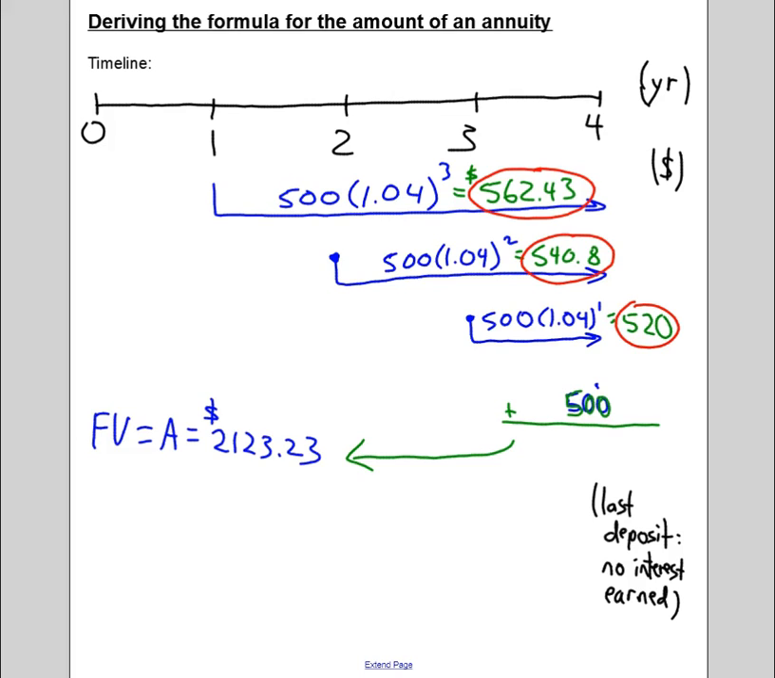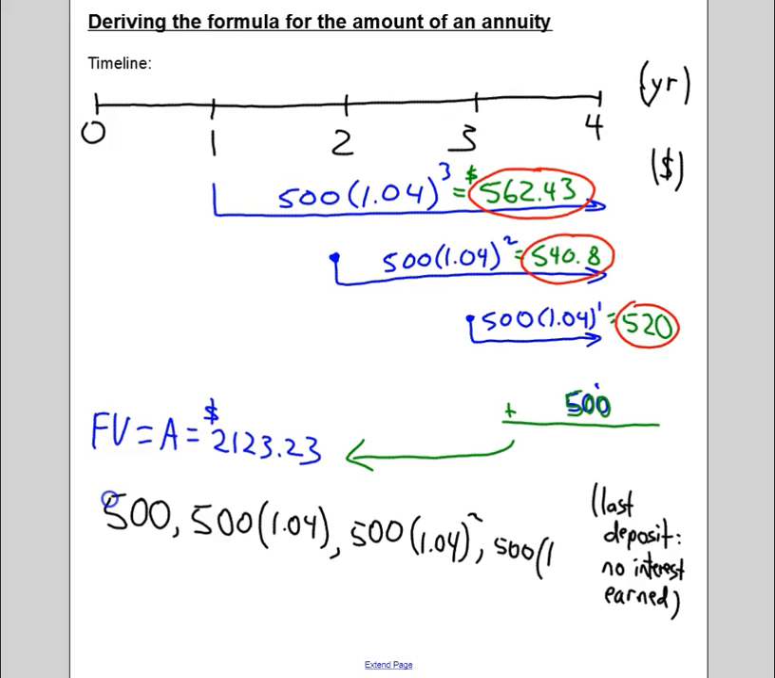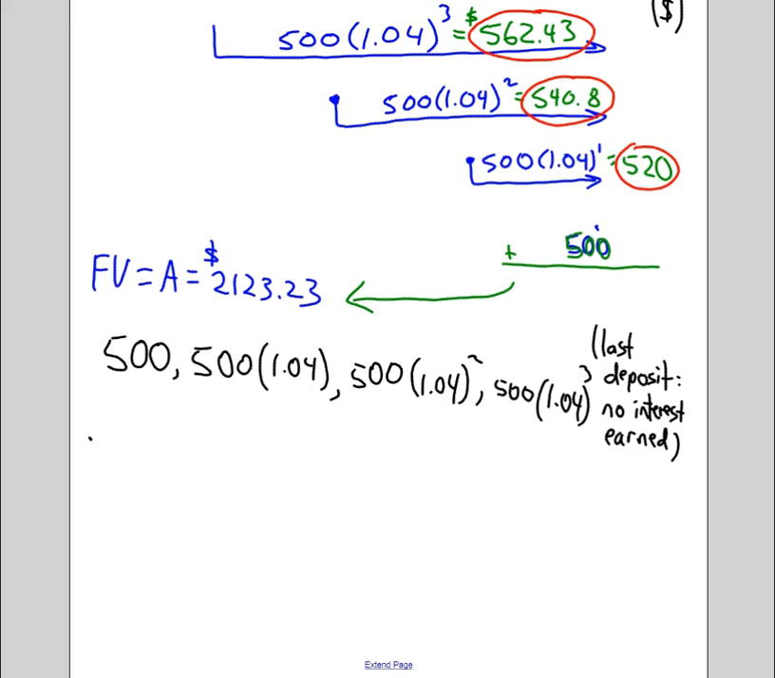The advantage with this method is what we're able to do by showing these individual amounts as a sequence: 500, 500 times 1.04 which is 520, or 500 times 1.04, 540.8, or 500 times 1.04 squared, and finally the 562.43, which is 500 times 1.04 cubed. Shown like this, it exactly mirrors a geometric sequence where A is 500, and we have a common ratio, which is our multiplier of 1.04.